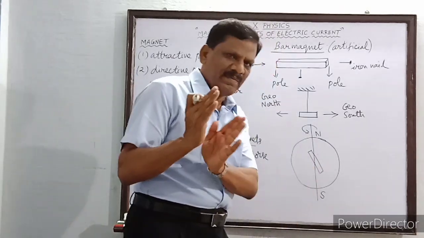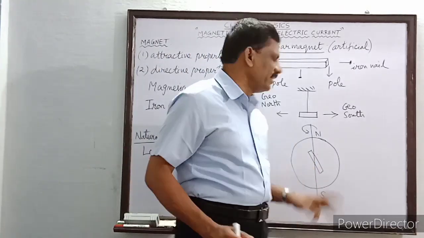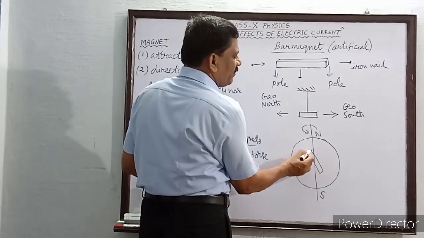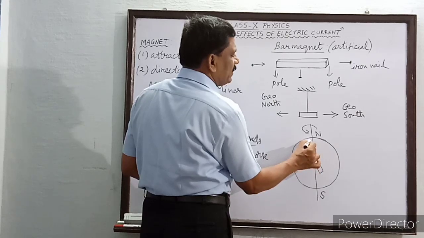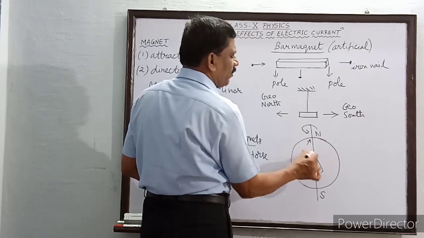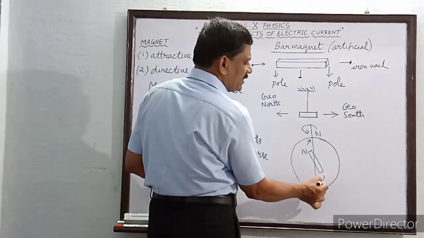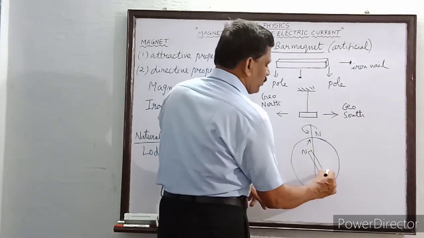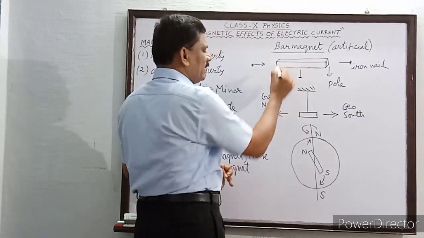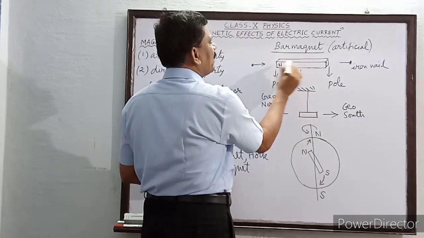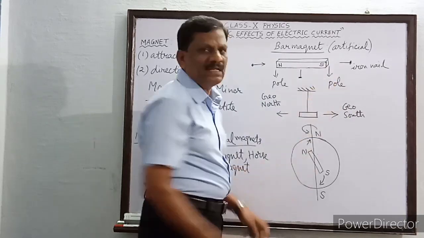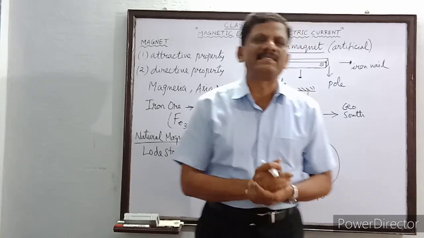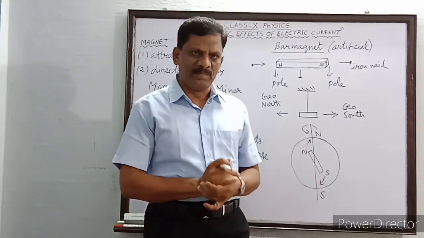It will be tilted. In a higher class only you are going to study the reason for the tilt and all. But at least you should know that one end of the magnet which is pointing towards the geographic north is called the north pole of the magnet. And the other end which is pointing towards the geographic south of the earth is called the south pole of the magnet. So any magnet will have how many poles? There are two magnetic poles.